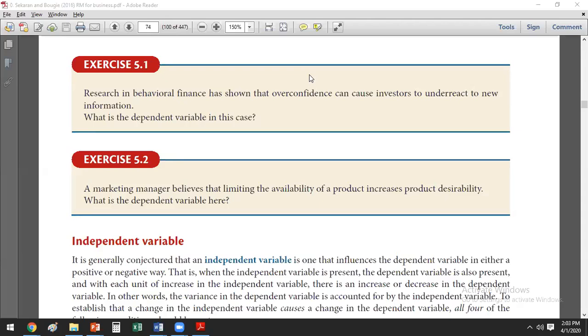Overconfidence is the dependent variable? No, overconfidence is not the dependent variable. It is causing, it is the factor.